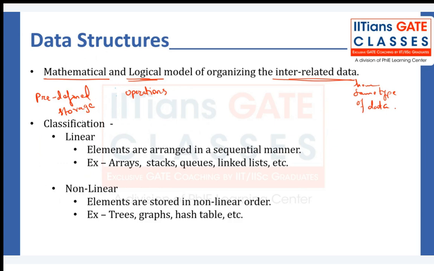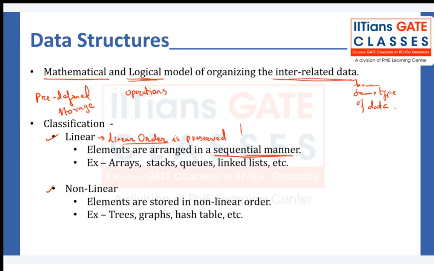So how are these data structures classified? There are two broad categories of classification. One is linear and the other is non-linear. Linear is when the elements are arranged in a sequential manner. One thing to note here is that a linear order is preserved in this type of data structure. Now, what does linear order mean?